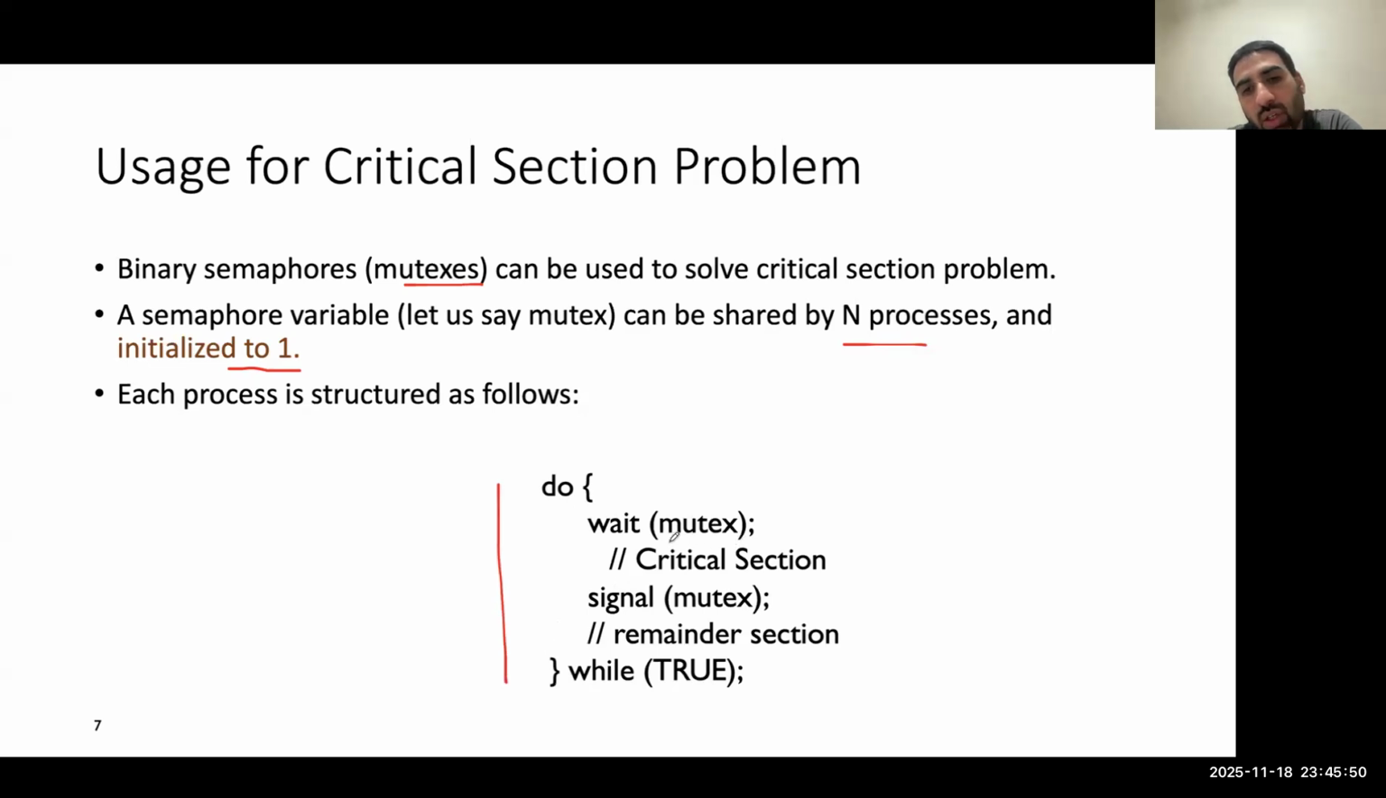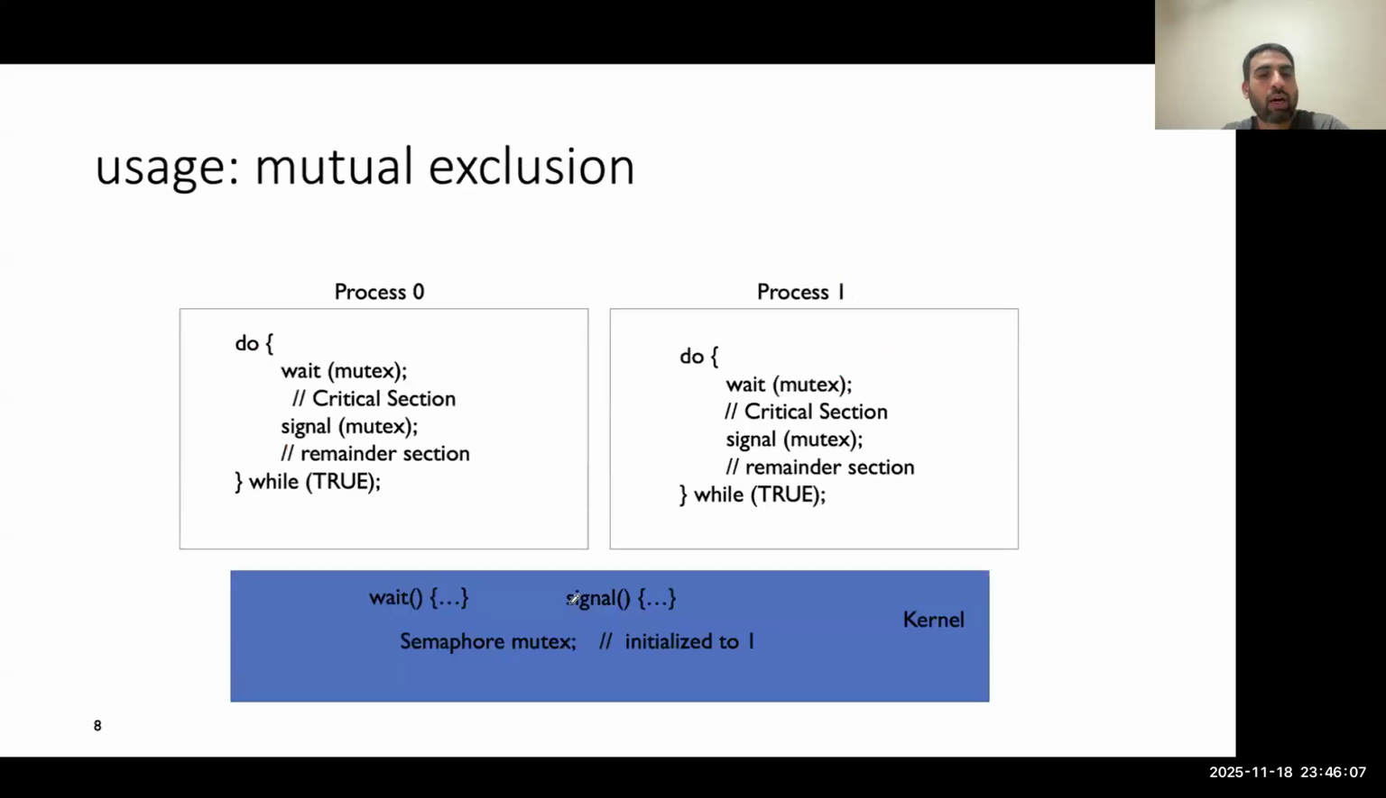Before entering the critical section, you invoke a wait operation on the mutex, which is basically a binary semaphore and nothing else. Once you are done with the critical section, you invoke the signal operation on the mutex. Now let's say that we have two processes, process zero and process one, and both share a critical section, which means that only one of them can enter the critical section at a given time. This is how their code should be organized: before the critical section, a wait operation on the mutex, and after the critical section, a signal operation on the mutex, right?